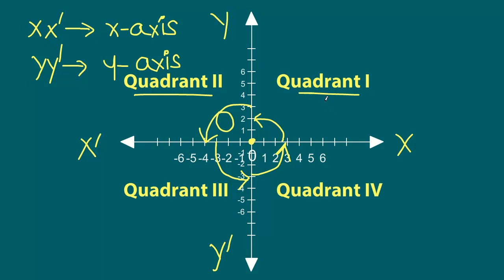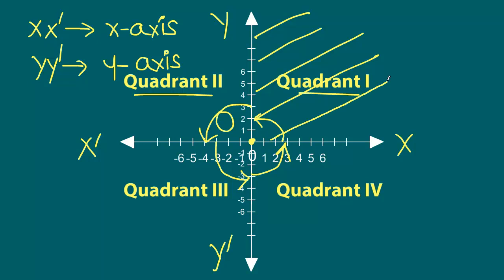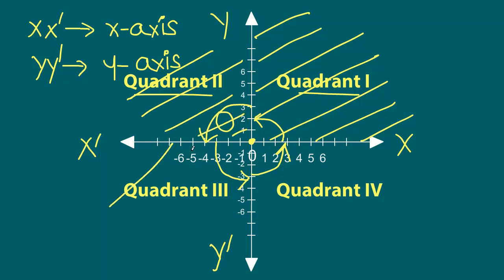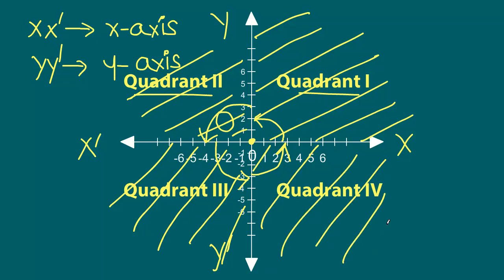So each of the quadrants, quadrant 1 for example, refers to this entire space over here. This whole thing is quadrant 1. Similarly, this entire space over here is quadrant 2. This entire space over here is quadrant 3. And this entire area over here is quadrant 4.